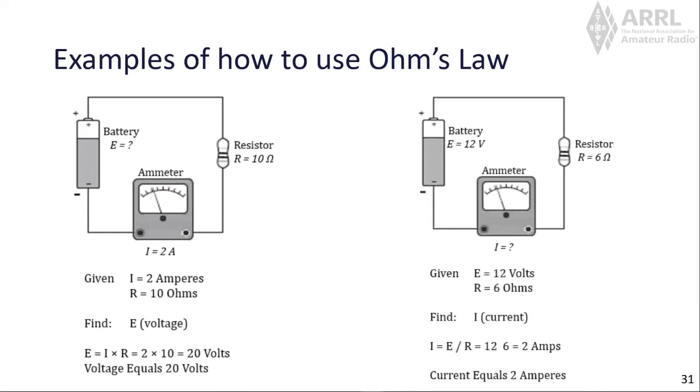Okay, another simple series circuit. This time we know the battery voltage, it's 12 volts. We know the resistance is 6 ohms. We don't know what the current is. So if we cover the I in the circle, the formula would be E divided by R, which would be 12 divided by 6, which is 2 amps.